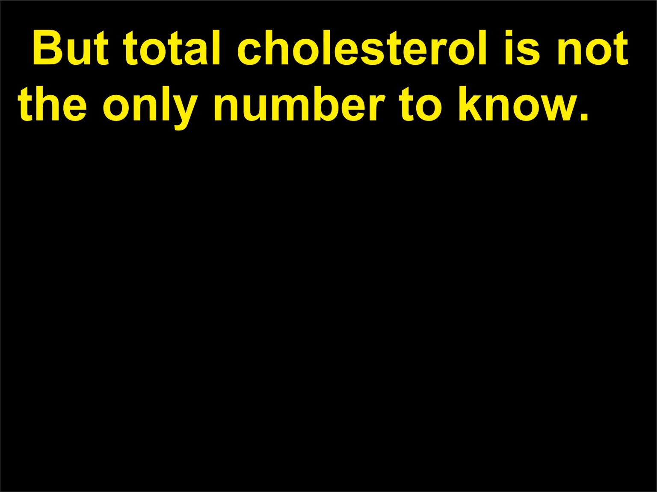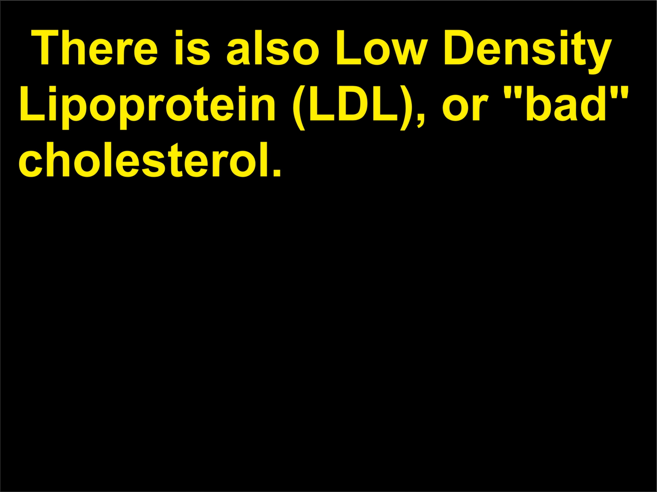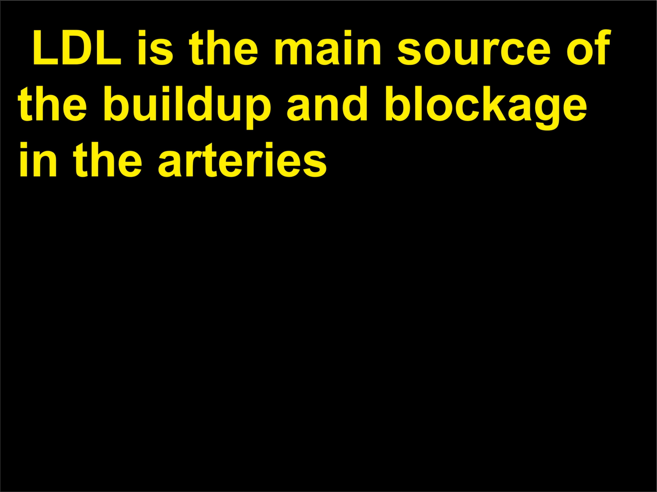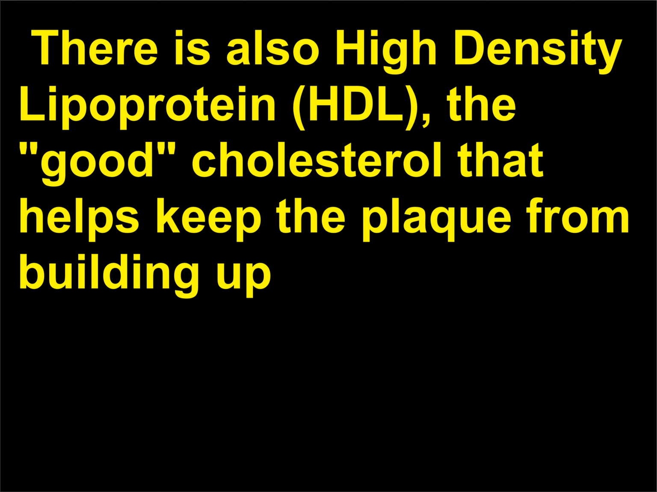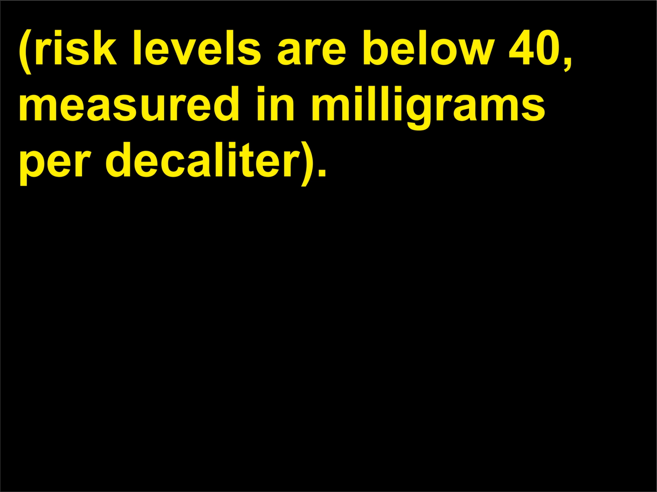But total cholesterol is not the only number to know. There is also low-density lipoprotein, LDL, or bad cholesterol. LDL is the main source of the buildup and blockage in the arteries. Risk levels are above 130, measured in milligrams per deciliter. There is also high-density lipoprotein, HDL, the good cholesterol that helps keep the plaque from building up. Risk levels are below 40, measured in milligrams per deciliter.